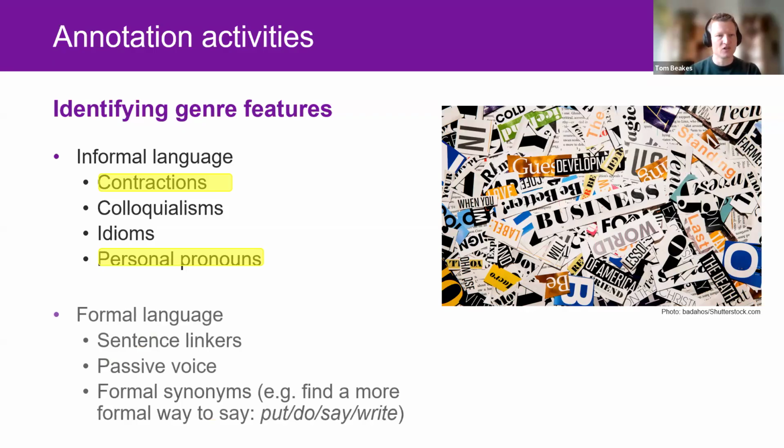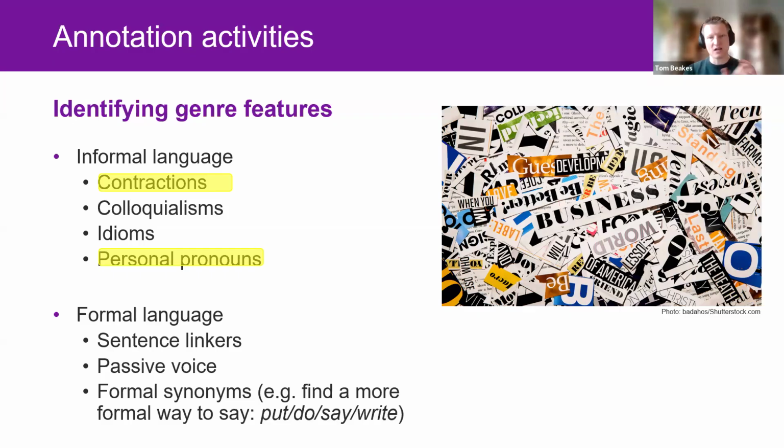And of course, we could do something similar for formal language. And again, I'm choosing informal and formal language as an example here in particular, because it's a critical skill for learners to be able to distinguish as they progress in their school career between these different genre types of language, or these different levels of formality. And yeah, we have features like sentence linkers there.